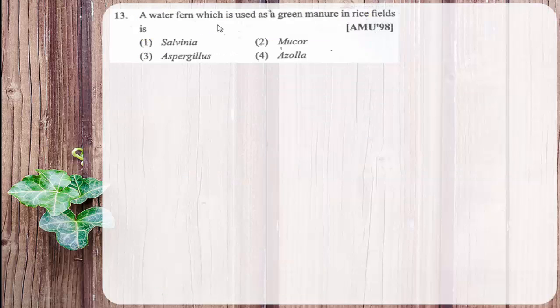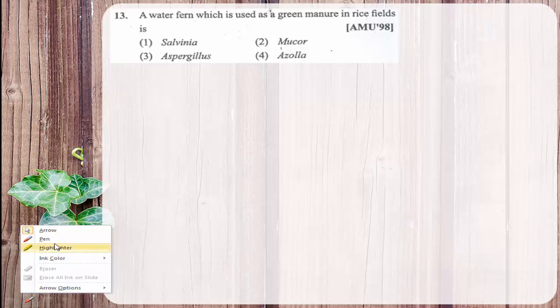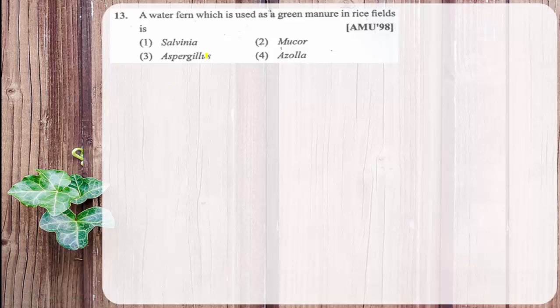A water fern which is used as a green manure in rice fields is water fern. Without second thought, immediately you have to recall the memory. Already this portion is explained in the theoretical part. The answer is Azolla. Azolla is water fern.